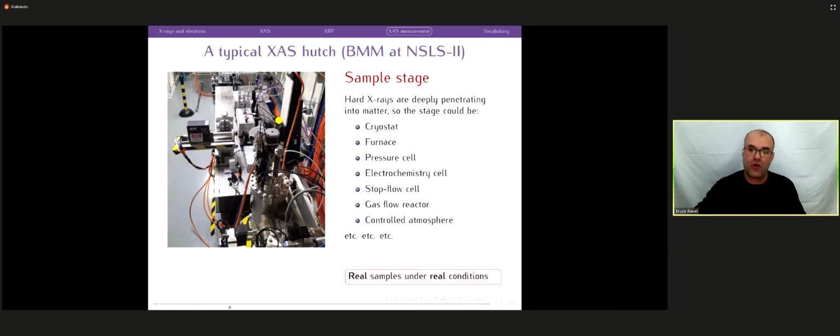So we can, for example, charge and discharge a battery and look at the valence and structure of a metal atom in a battery material as it's being electrochemically cycled. Or we can change temperature, or we can change pressure, or we can do some kind of stop flow chemistry or chemistry under gas flow. All of these things can be mounted in the sample position, and we can use the detectors to measure XAFS of these real in situ experiments. So we can measure real samples under real conditions that are interesting to the science that the people bring to the experiment, to the beam line.